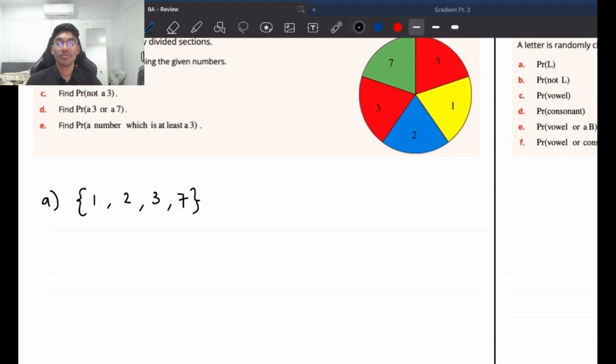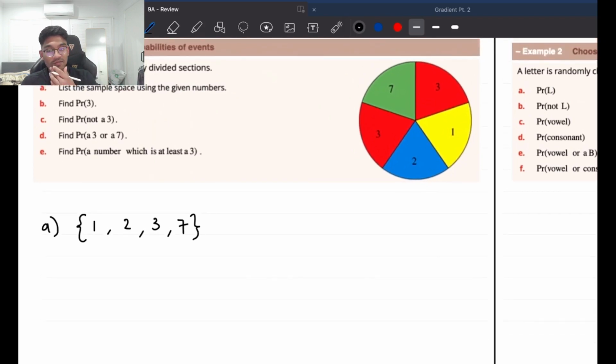So we've listed all the possible outcomes we can get. We can get 1, 2, 3, or 7. Now, even though we can get 3 twice, you can only get the number 3, so that's why I've written it once. Question B says find the probability of 3. What this means is find the probability that we spin the wheel and get a 3.